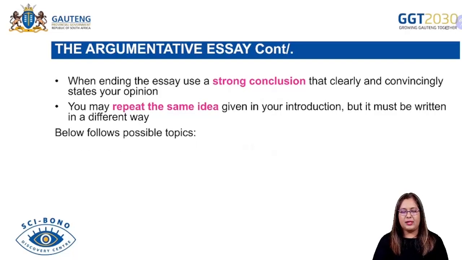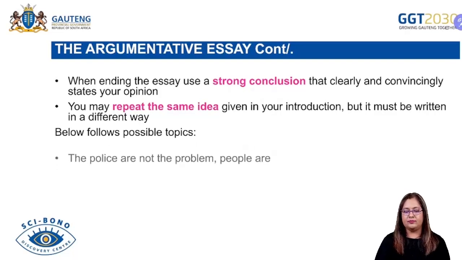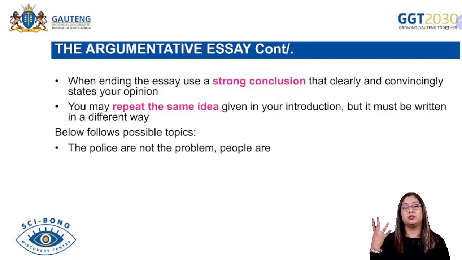So here are some topics that you could look at when looking at what is the type of argumentative essay topic. For example, the police are not the problem, people are. So there, you will immediately formulate an idea. Do you agree with that topic or you disagree with the topic, the statement? So do you believe that police are not the problem and that people are?